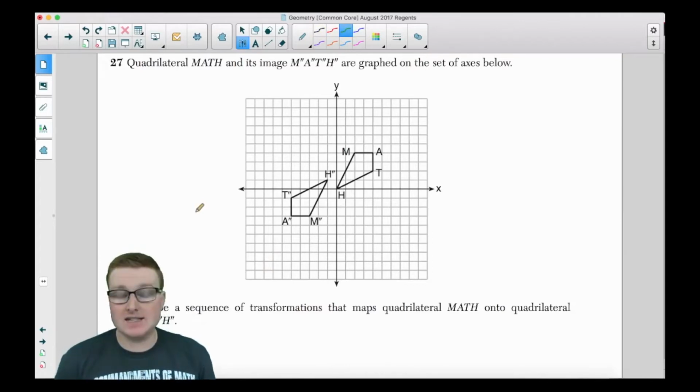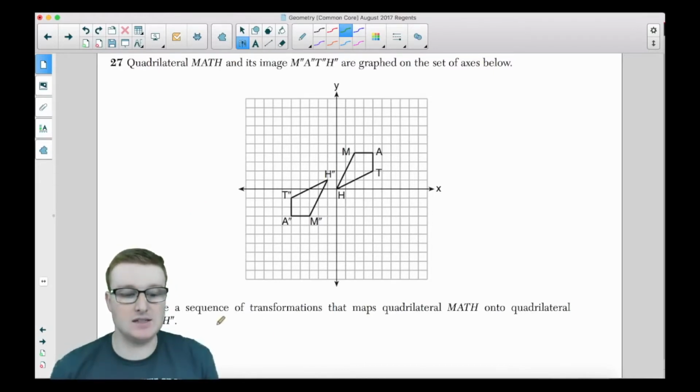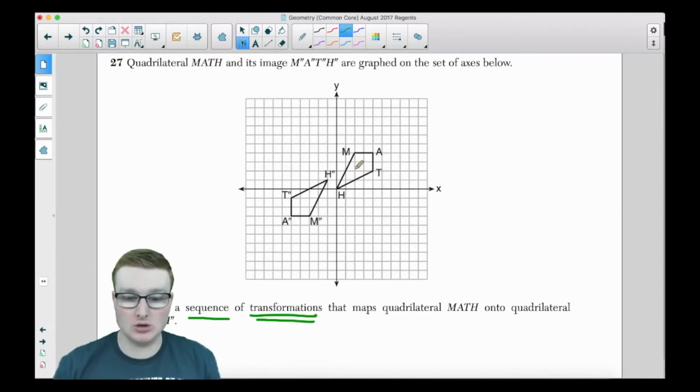27. All right, this transformation looks a little wacko. Quadrilateral MATH and its image, quadrilateral M double prime A double prime T double prime H double prime, are graphed on the set of axes below. Describe a sequence of transformations, meaning multiple transformations, that would map quadrilateral MATH onto quadrilateral M double prime A double prime T double prime H double prime.